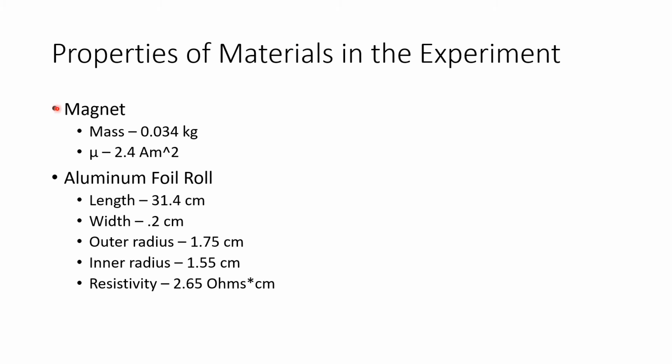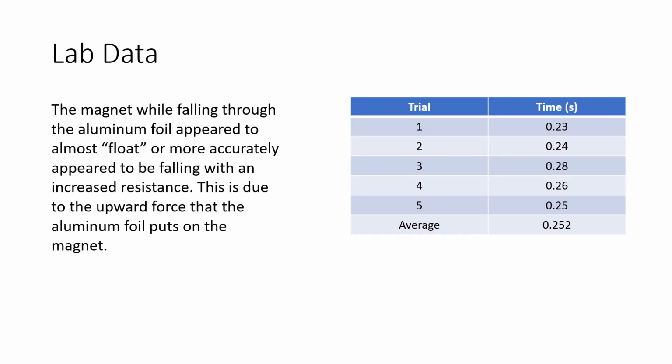Properties of the experiment: the magnet had a mass of 0.034 kilograms, and mu was 2.4 meters squared. The aluminum foil roll and all its properties are right there. Some of the data: here are my data after dropping. It's pretty quick to fall through the tube, so you can see it's not long.